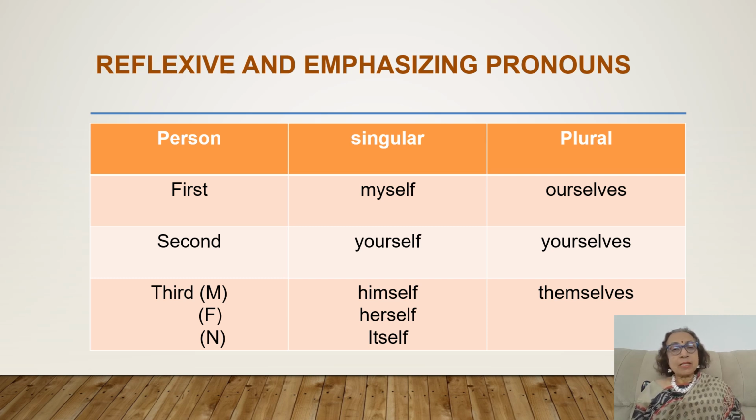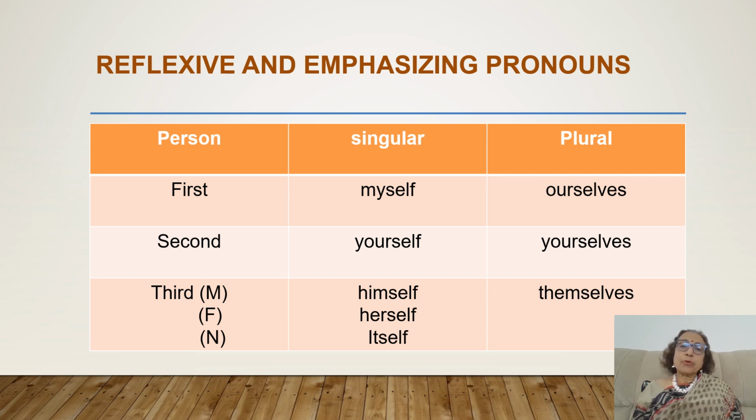Then third person masculine is himself, plural of that is themselves. Feminine is herself, plural is the same, themselves. And neuter is itself, plural is themselves. So these are the 8 words which form the reflexive function and the emphasizing function.